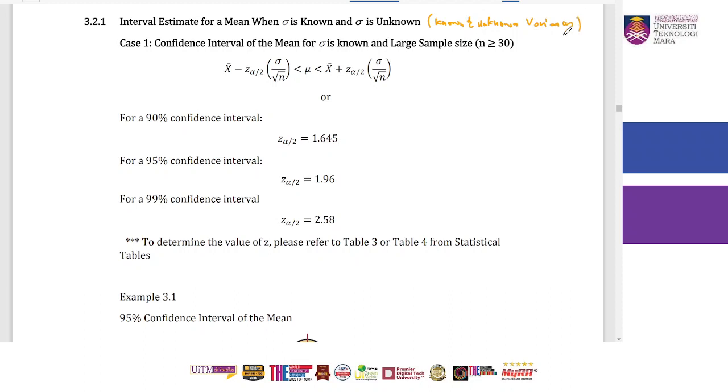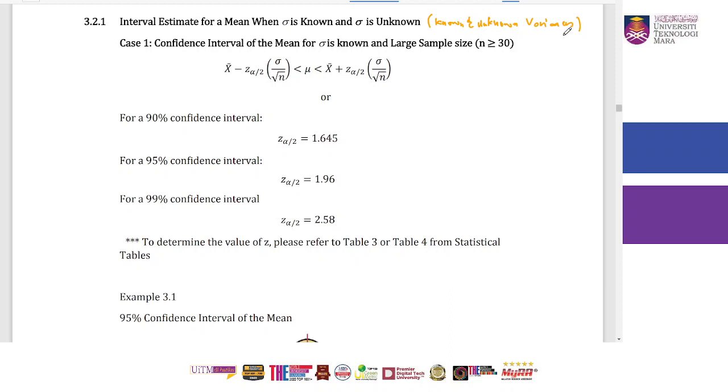So some textbook digunakan known and unknown variances. Okay, so ada yang dalam training teknik kita gunakan sigma is known and sigma is unknown. So kat sini dia refer kepada population variance, eh? Not the standard deviation, sample variance. We are considering this regarding the population variance. Okay, bukannya sample variance.